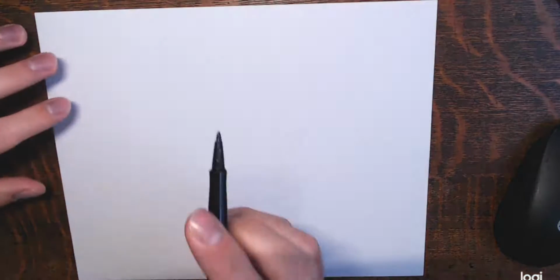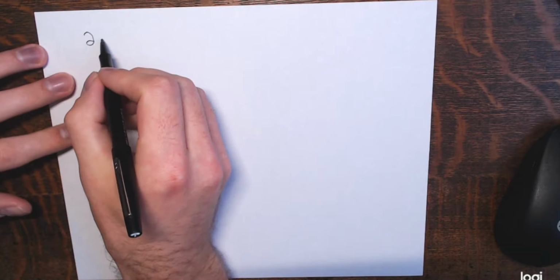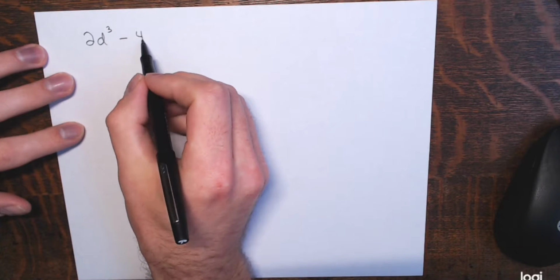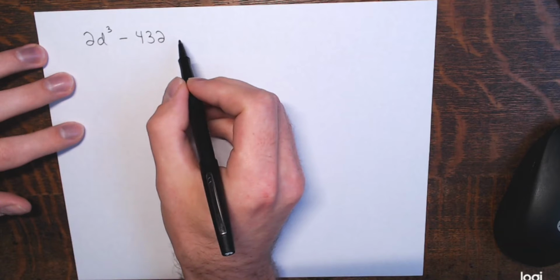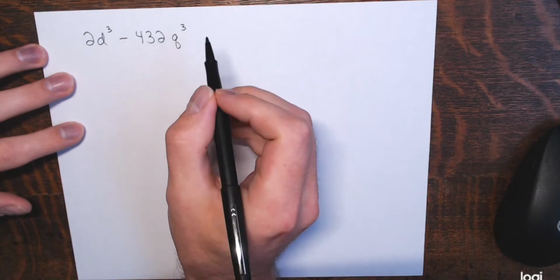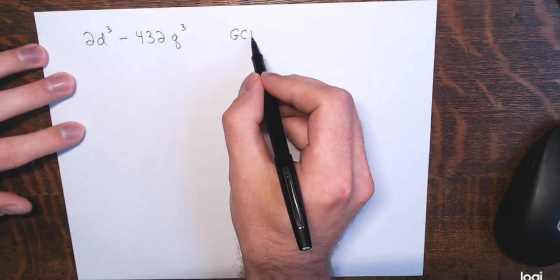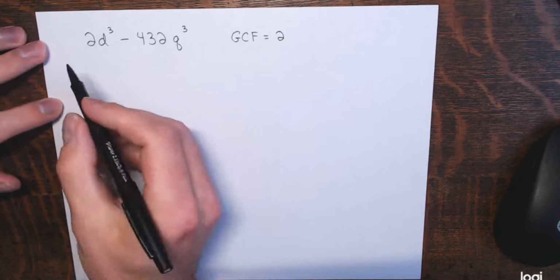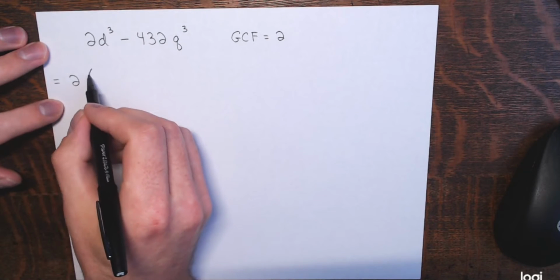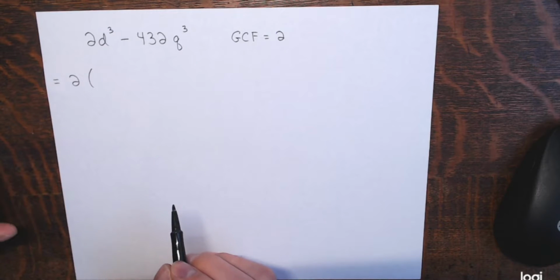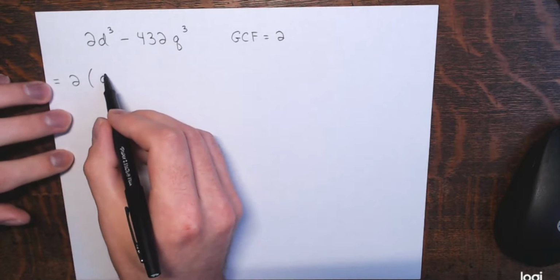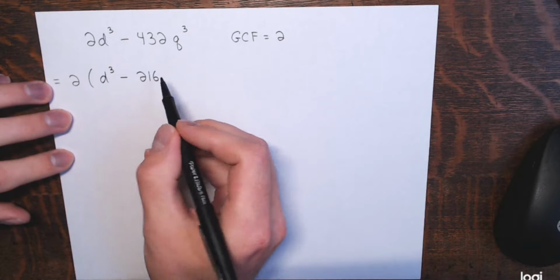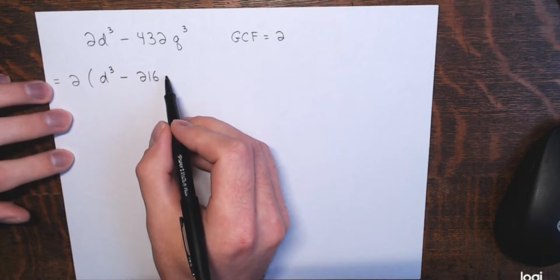Alright, so here we're given a 2-term polynomial, 2d cubed minus 432q cubed. The greatest common factor here is simply the number 2. It's the only factor in common in both terms. So I pull that out. And then what we're left with is going to look like a difference of cubes, right? You have d cubed minus, and then 2 times 216 would be 432, so you have minus 216q cubed.